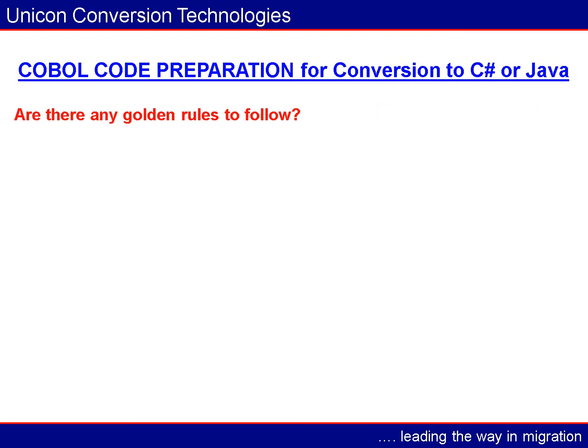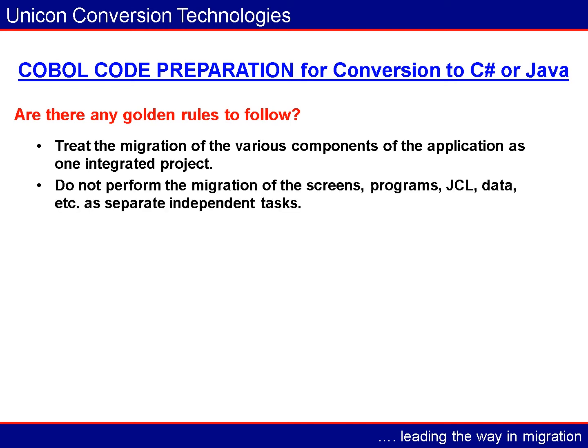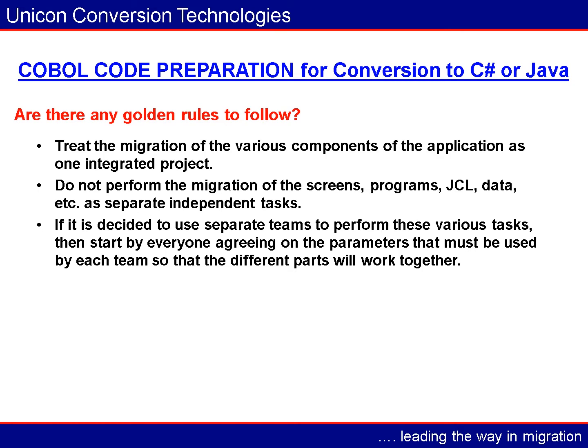Next question, are there any golden rules to follow? Treat the migration of the various components of the application as one integrated project. Do not perform the migration of the screens, programs, JCL, data, etc. as separate independent tasks. If it is decided to use separate teams to perform these various tasks, then start by everyone agreeing on the parameters that must be used by each team so that the different parts will work together.